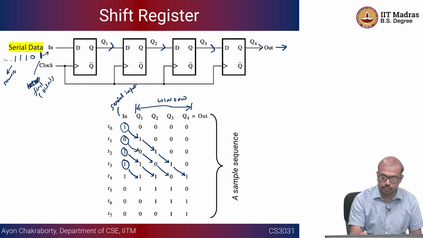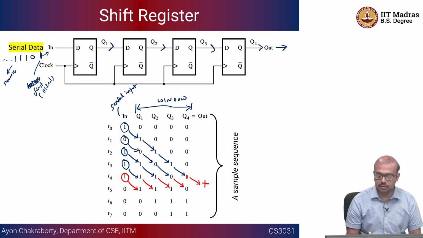If you see this one, once I have this one comes here, fine. This one comes here, fine. This one comes here, fine. This 0 comes here, fine. But this is going to get lost. Okay. This is going through the output. Lost in the sense it is going to come out of the output.